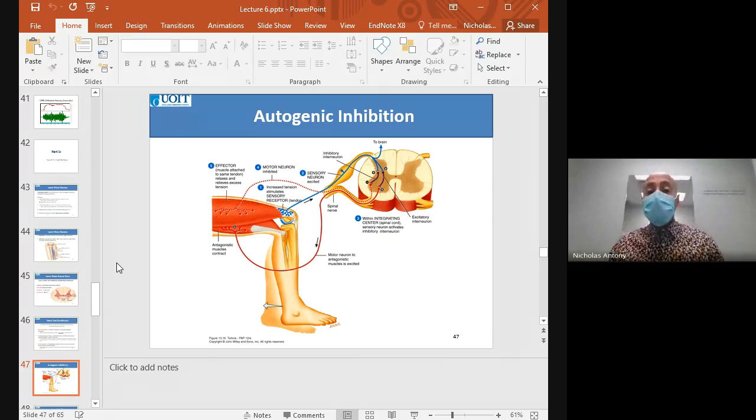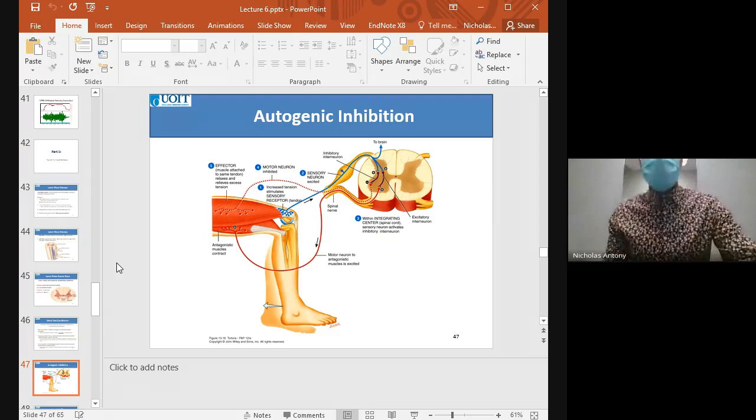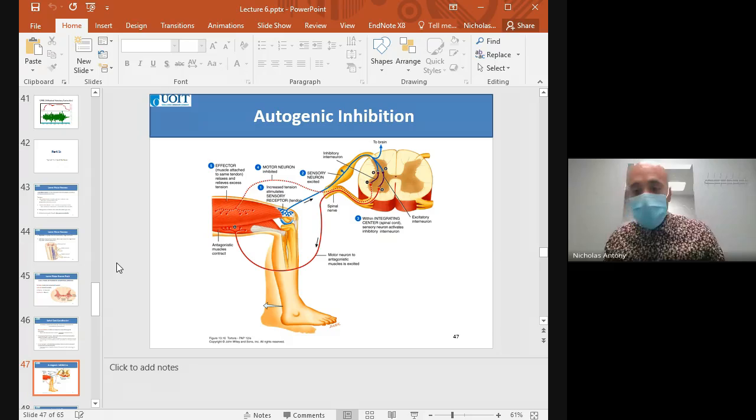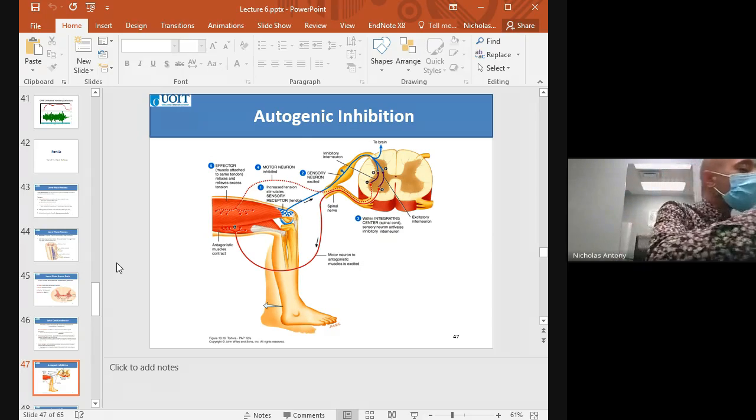So that was an example of autogenic inhibition. Oh, there is a clap icon. That's fun. No. Here. Thank you. Bam.